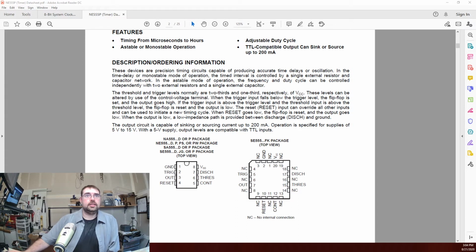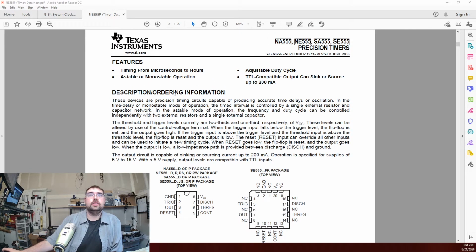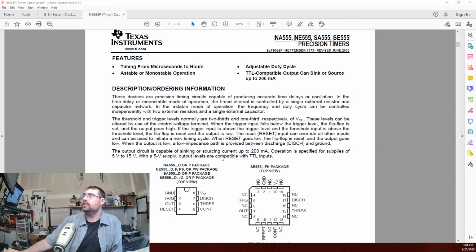These are called data sheets, and what they do is they tell you everything that you need to know about the specific chip you're using. And I'm using the NE555 timer, and this is everything that you need to know about it.